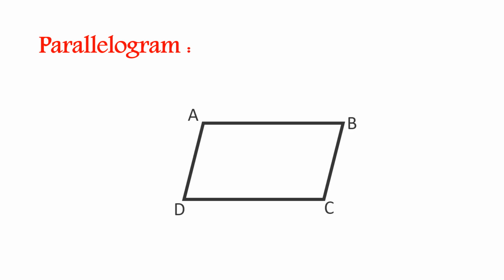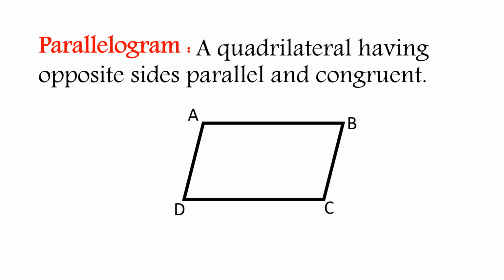Parallelogram. A quadrilateral having opposite sides parallel and congruent is known as a parallelogram. Look at this figure. Seg AD and seg BC are opposite sides, and seg AD and seg BC are parallel as well as congruent.